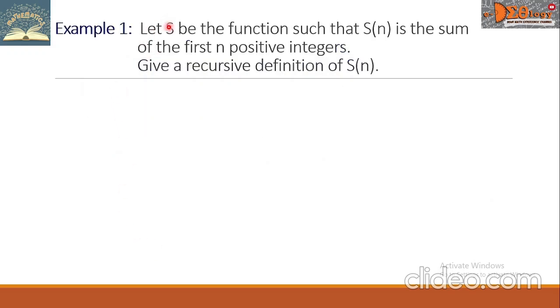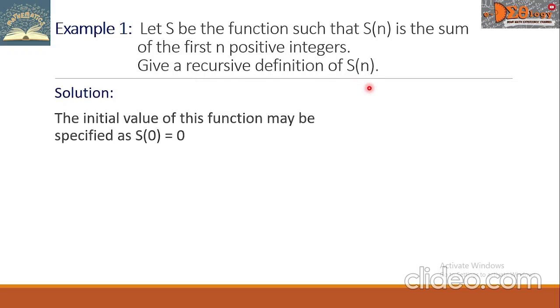Example 1. Let capital S be the function such that capital S of n is the sum of the first n positive integers. Give a recursive definition of capital S of n. The initial value of this function may be specified as capital S of 0 equals 0. Take note here that we start the value of n as 0. Also, we are dealing with addition, so it is better to put this equal to 0 because this is the identity element of addition.